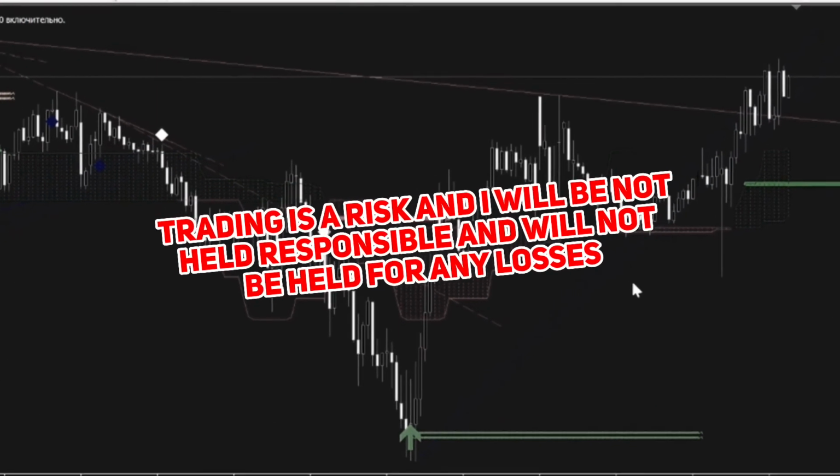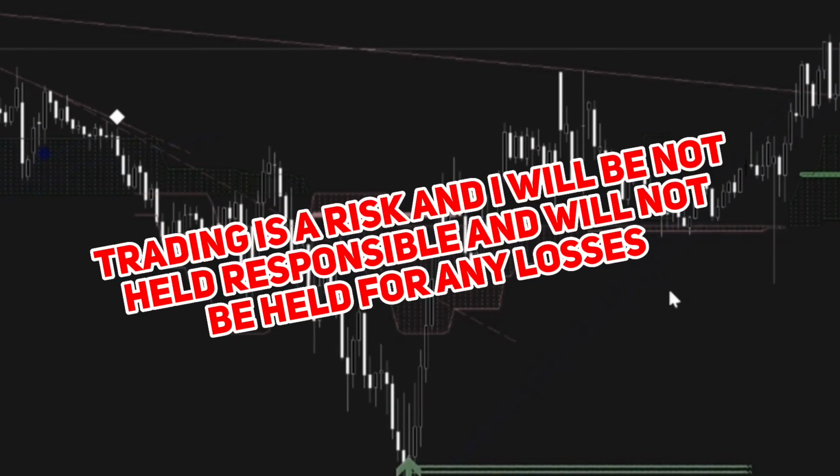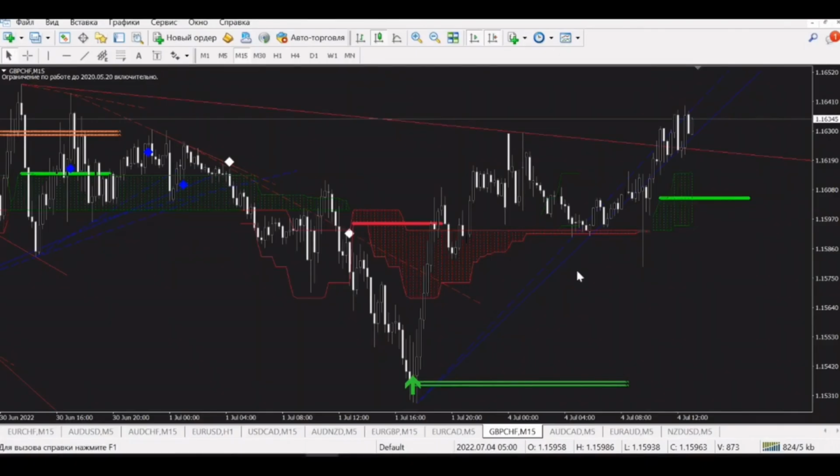And remember, trading is a risk, and I will not be held responsible for any losses, so please use it on a demo account to see if you like it, and then use it on a real account.